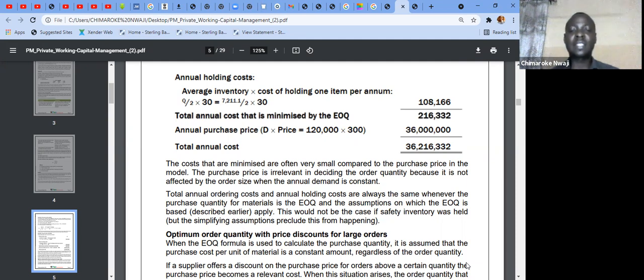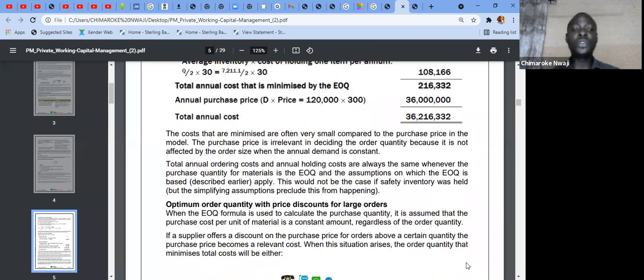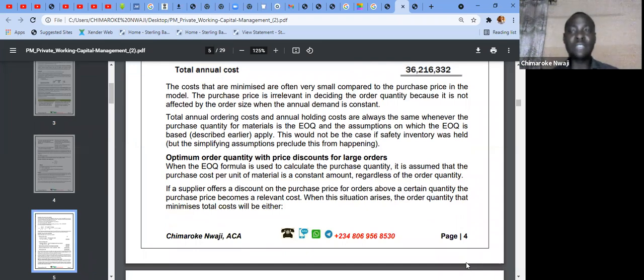So you see here that sometimes the EOQ may not always give you the best optimal price. When the EOQ formula is used to calculate the purchase quantity, it is assumed that the purchase cost per unit of material is constant regardless of the quantity. But if the supplier offers a discount on the purchase price, then the purchase price will become relevant. So you see, I've used an example of data to show you how purchase price is relevant.